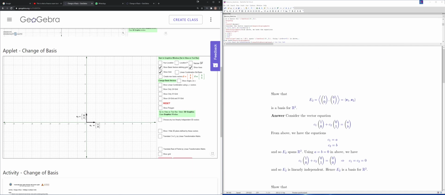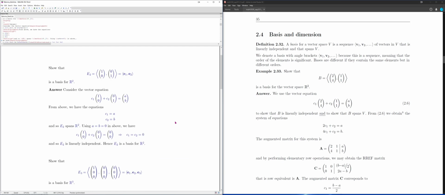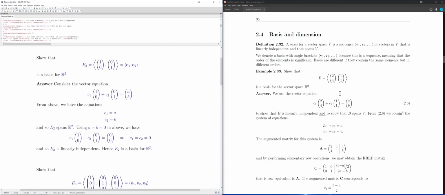Okay, so how will I do that? Well, how I do it is really the same sort of working as what I had across here. It's the same ideas. What I want to do is show that these two vectors span R2, and that they're linearly independent, right?